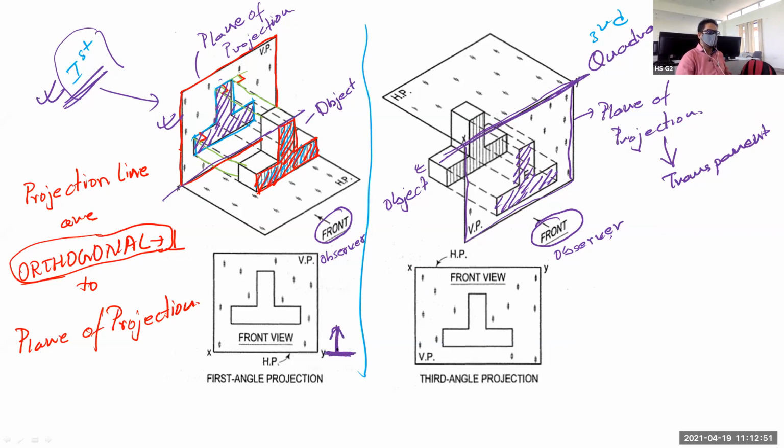This is your reference line. When the front view is above reference line, it is your first angle projection method. And here is your reference line, and your front view is below reference line. So this is your third angle projection method. Okay. Now coming to the next slide.